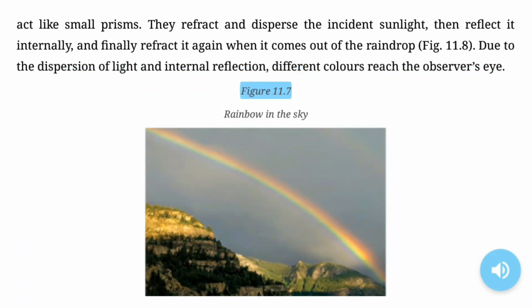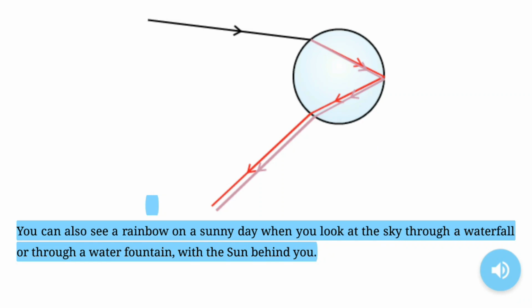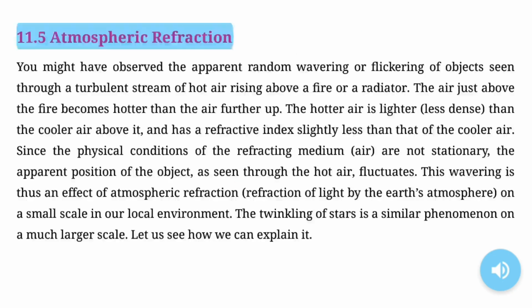Figure 11.7. Rainbow in the sky. Figure 11.8. Rainbow formation. You can also see a rainbow on a sunny day, when you look at the sky through a waterfall or through a water fountain, with the sun behind you.